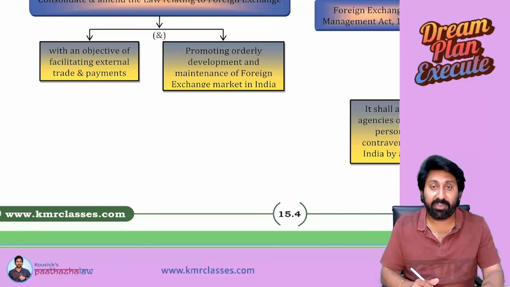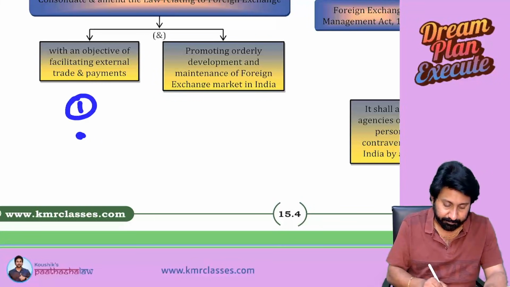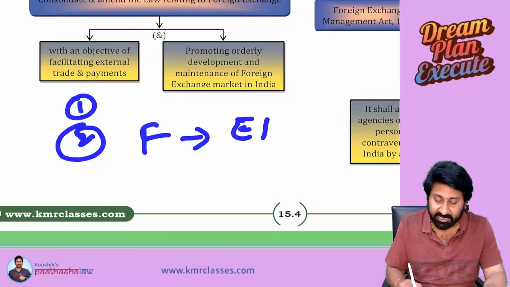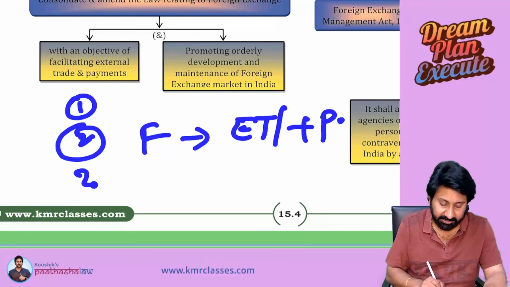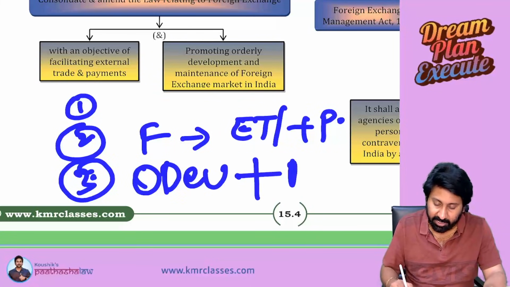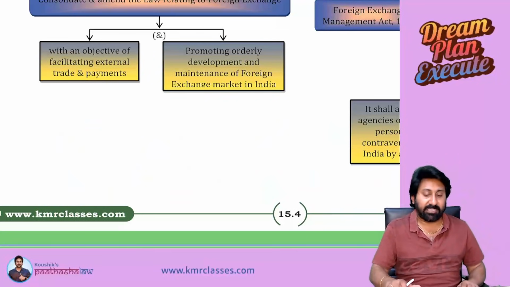Number one, it is to consolidate and amend the law relating to foreign exchange. Number two, what is the main object? What are the two sub-objectives? Facilitate external trade and payments. What is number three? Orderly development and maintenance of the forex market in India. So these are the objects.